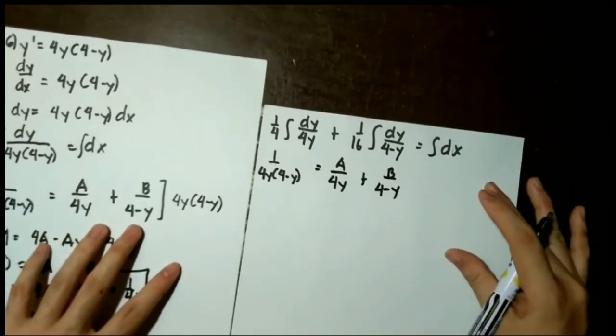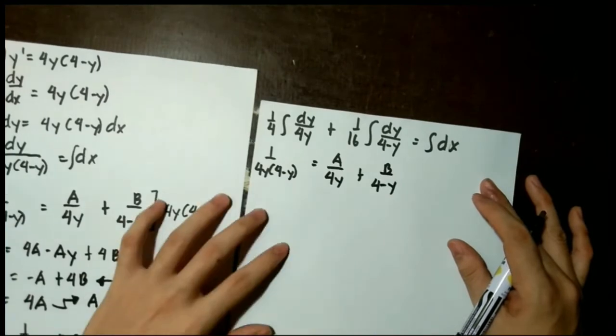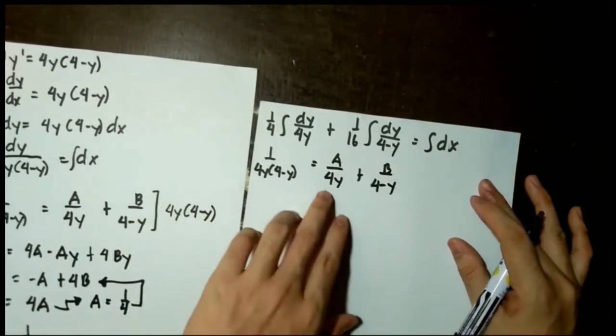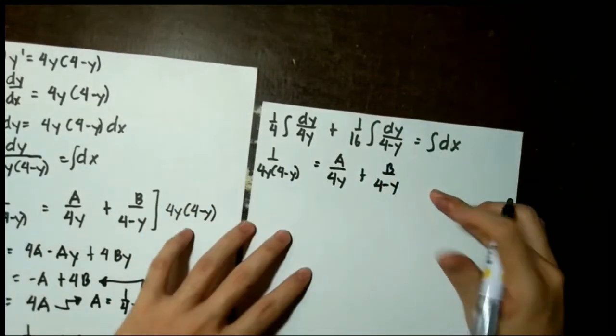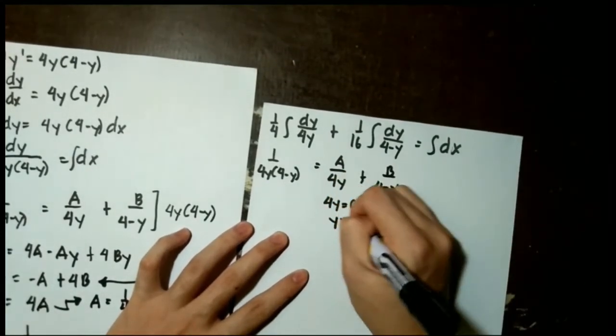So paano nga ba natin mas madaling makukuha yung value ng a tsaka ng b? So gamitin natin yung cover up method. Dito sa a over 4y, i-equal natin yung 4y sa 0. So makukuha natin ang value ng y is equal to 0.